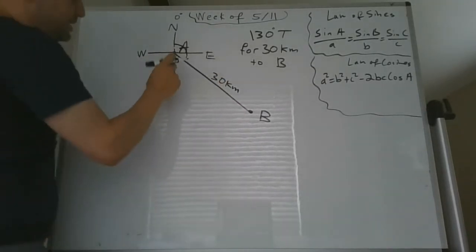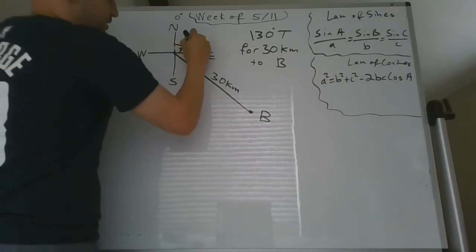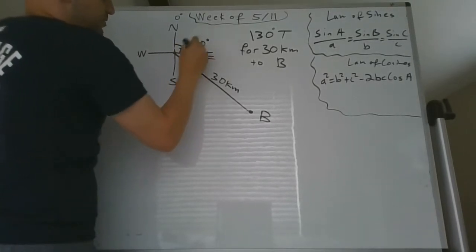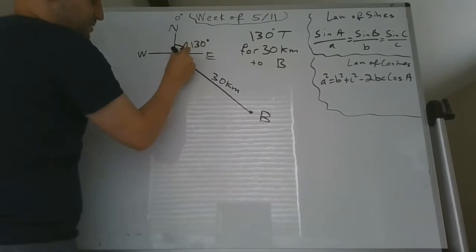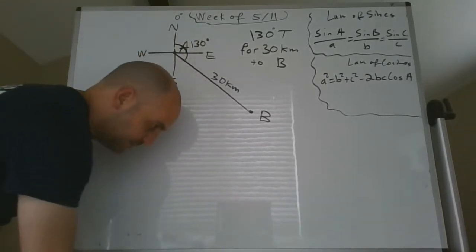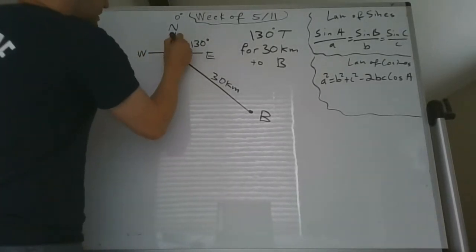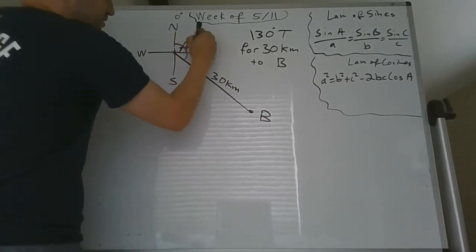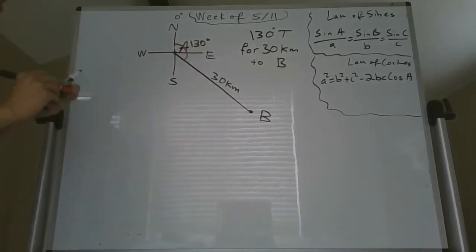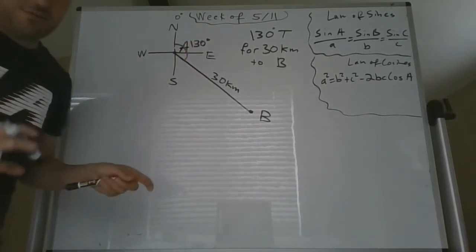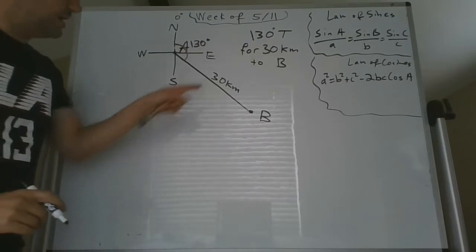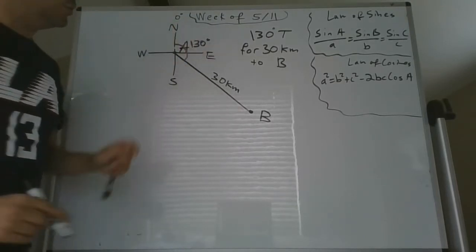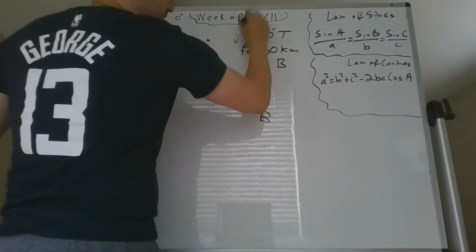Okay, so I'm going to actually label this 130 degrees right here. Why don't we do that in pink? That right there is 130 degrees. Now we'll come back to this in a little bit. I'm just trying to create a diagram here. Then the second part: it's 30 kilometers from A to B. Cool, got it. This part is done.